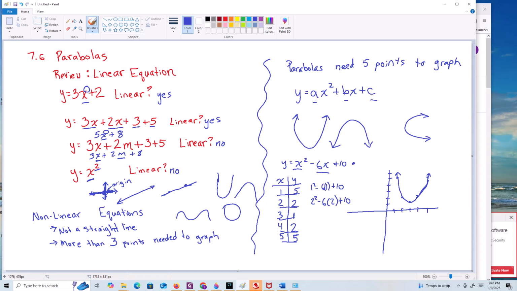These numbers, the a, b, and c, are the constants. So the a in this equation that we just graphed was a 1. The b is the constant that's in front of the x with an exponent of 1, and so the b has a value of negative 6 in the second equation, and the c has a value of 10. All right, that is 7.6. Good luck with the work.